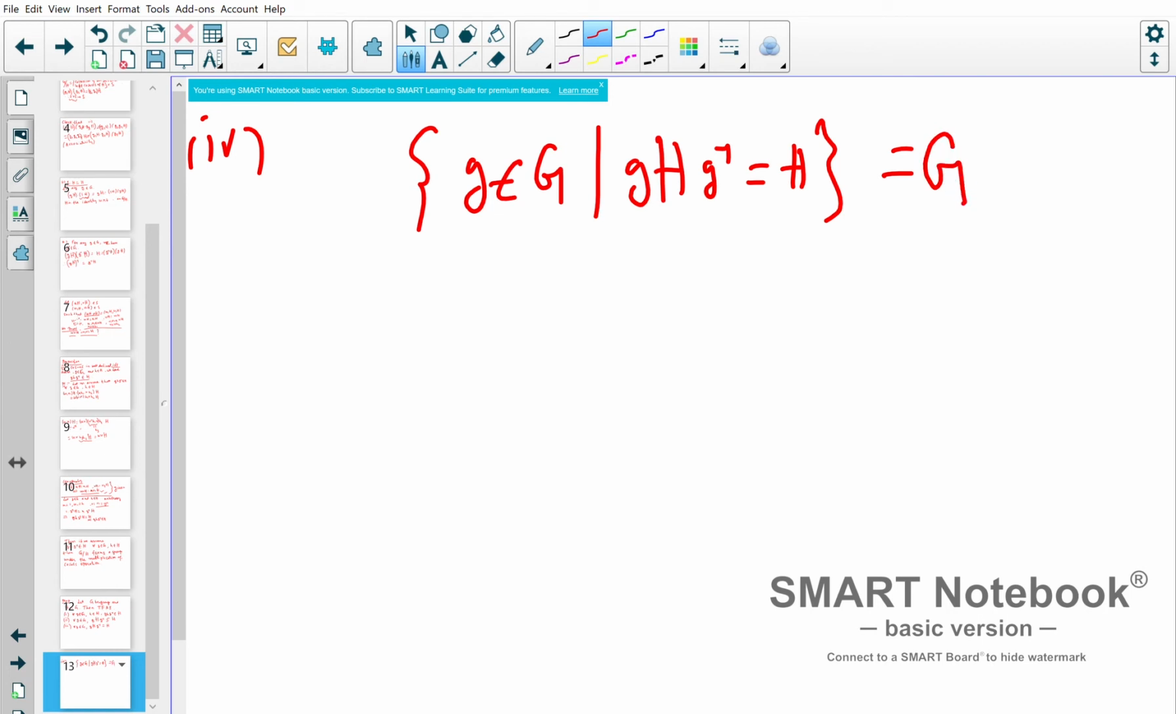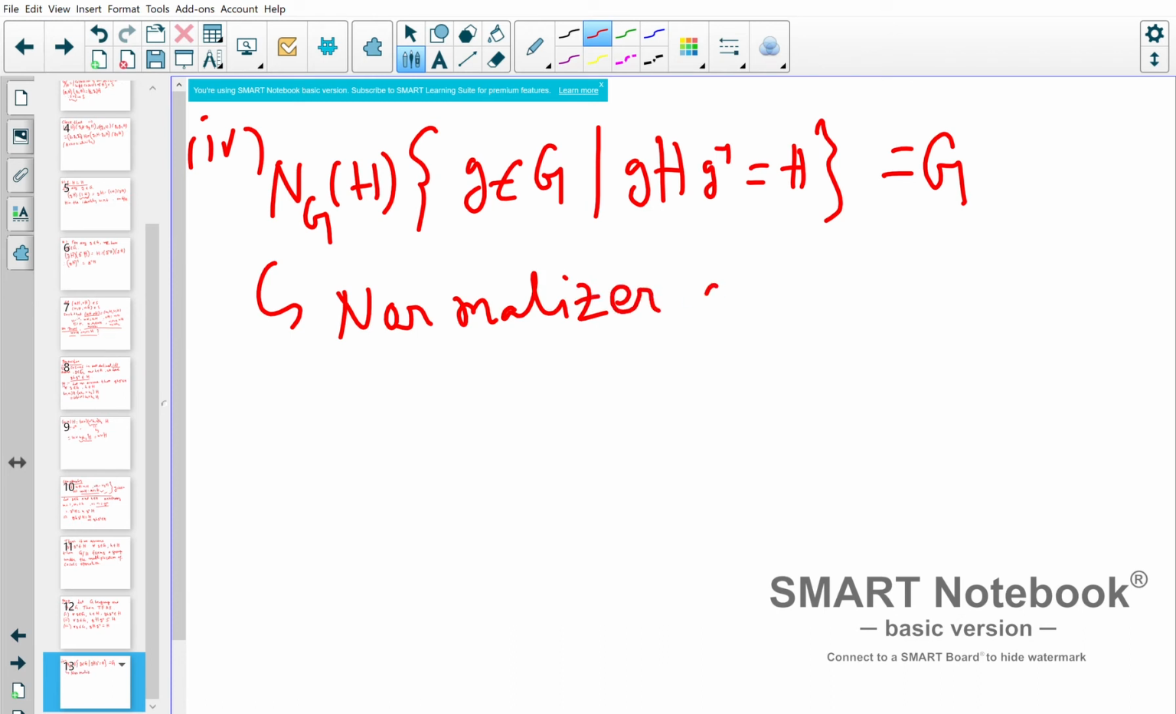Okay, so what does that mean? Well, let me write down this name. This is actually called the normalizer of H in G. So this normalizer of H in G is actually G. Okay, these are all equivalent.